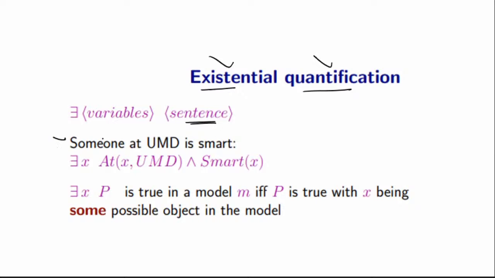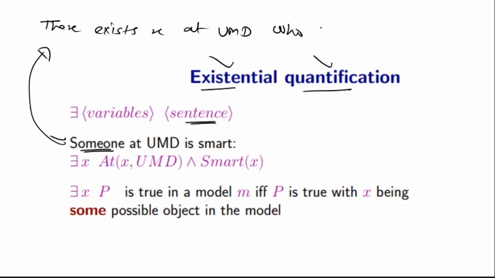Now if you have an English statement, then how can you convert it? Here you can see this is the English statement and this is an existential statement. He's saying someone at UMD is smart. Someone means basically at least one student, at least one person at UMD is smart. So I can say that there exists this same statement. I can rewrite it like this: there exists X at UMD who is smart. So this is how I can rewrite.